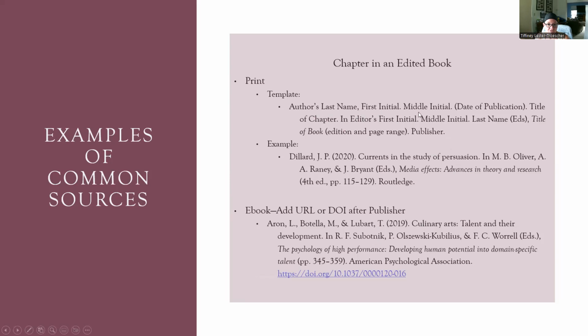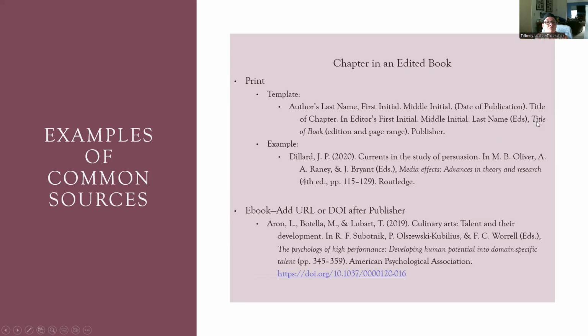Author's last name, comma, first initial, period, middle initial, period, date of publication in parentheses, period. Then, before we put anything in italics, we put the title of the chapter in regular font, then a period. Then we write in editors, first initial, middle initial, last name, and then EDS, to indicate that's the editor. So it would be like in T.L. Trosher, EDS, if I was the author.